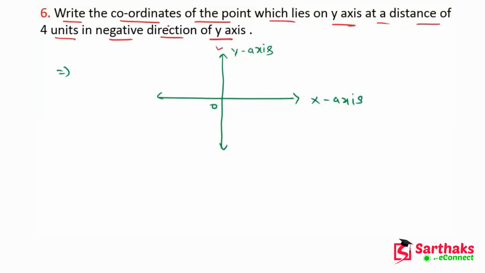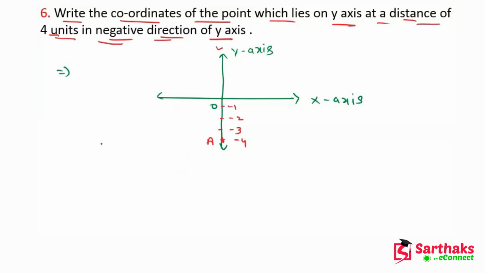One more important thing is in the negative direction of the y-axis, means we have to plot a point below the origin on the y-axis, in this direction. And the distance is 4 units, means let's suppose this is -1, this is -2, this is -3, and this is -4. So now we have to plot this point. Let's suppose this is point A. Now we have to write the coordinates.